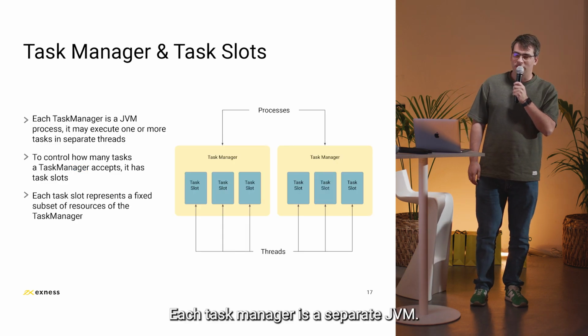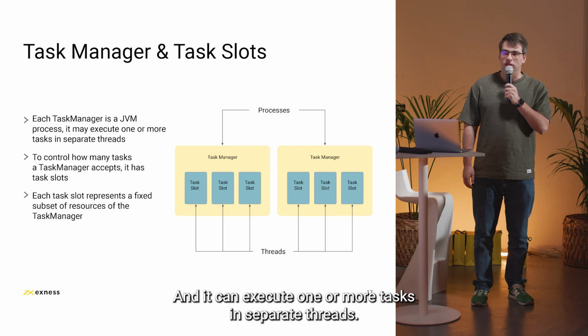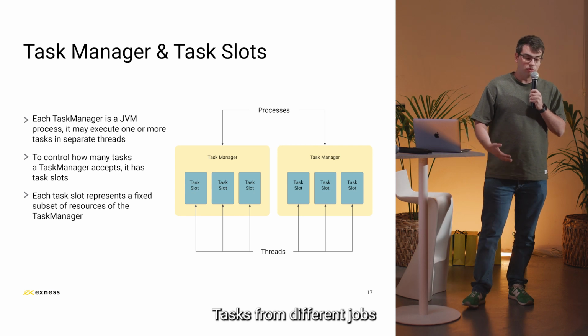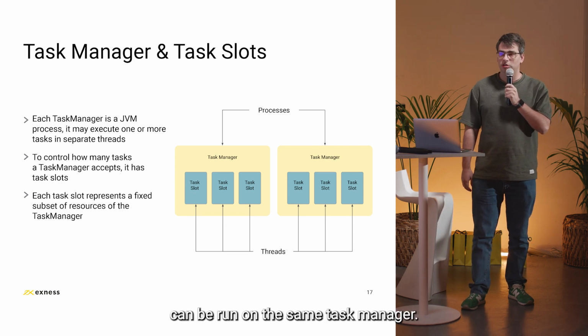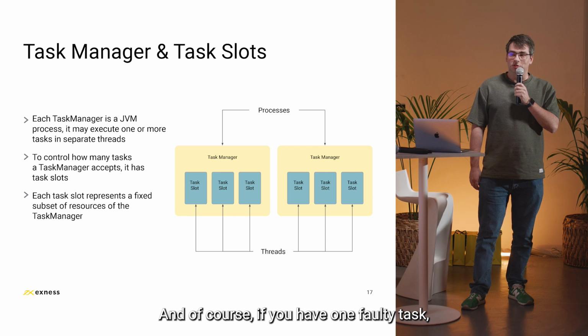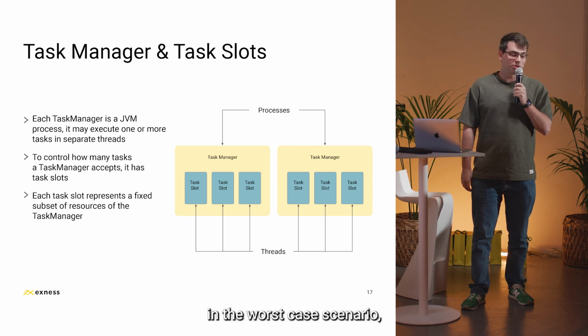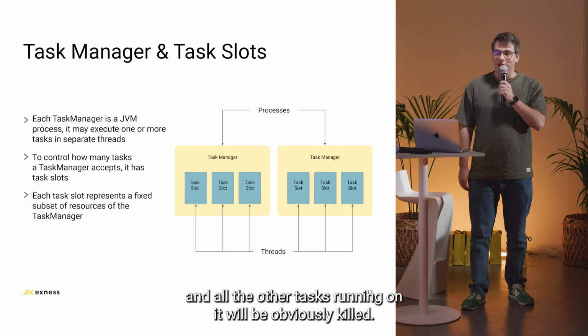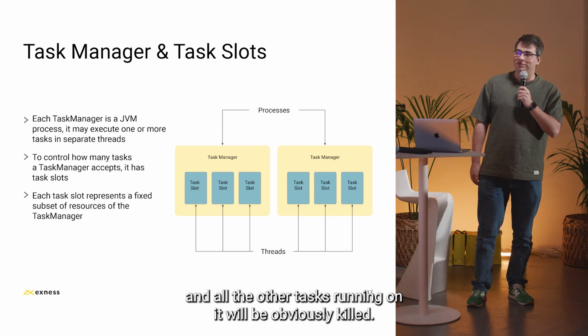Each task manager is a separate JVM, and it can execute one or more tasks in separate threads. Tasks from different jobs can be run on the same task manager. And of course, if you have one faulty task, in the worst case scenario, it can kill the whole task manager, and all the other tasks running on it will be obviously killed.